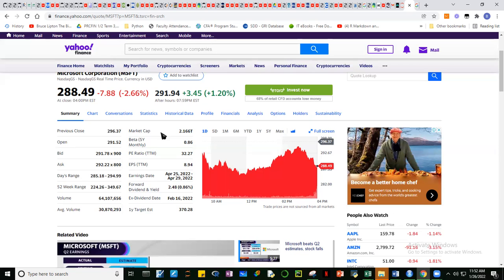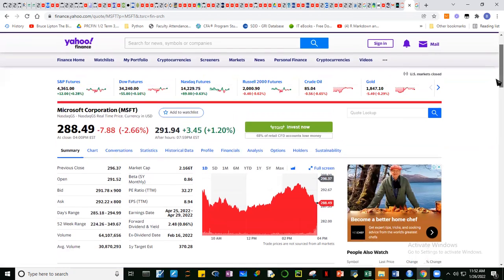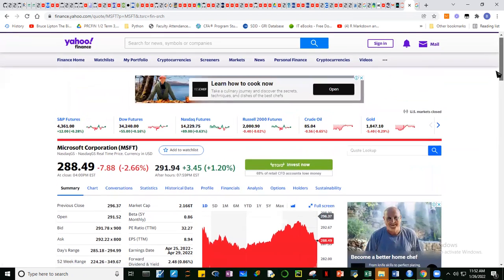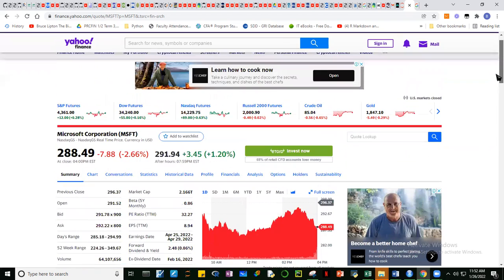If the beta is negative, it's the opposite. Up the market, down the stock. So if this was negative, it would mean that when the market goes up by 10%, Microsoft will go down by 8.6%. Okay? So a beta that's higher than 1 means it's more risky than the market.